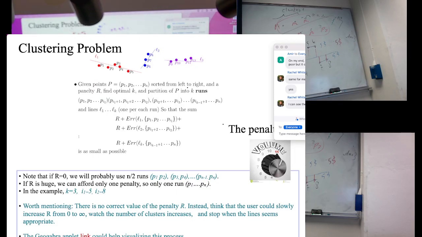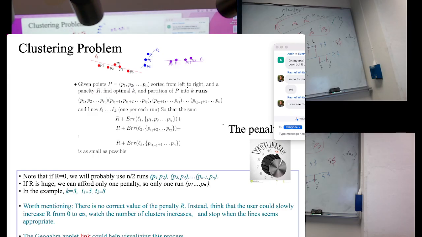So, the input to the problem. The input is all the points and some penalties that the user decides about. What is R? $5 per cluster. What I want to find is K, the number of clusters, and mostly a partition of the points into clusters.